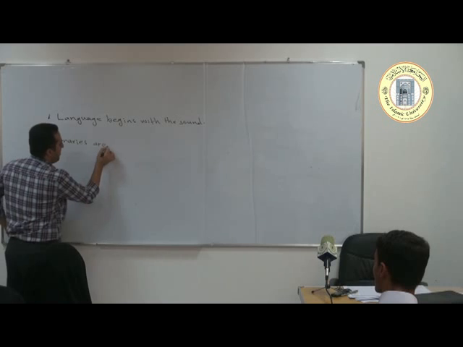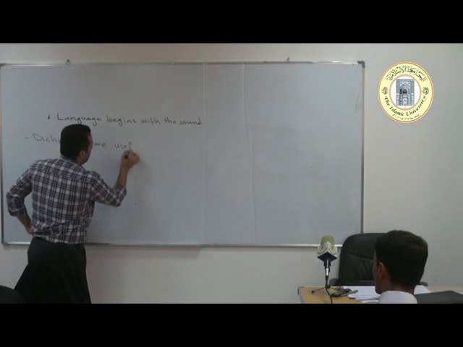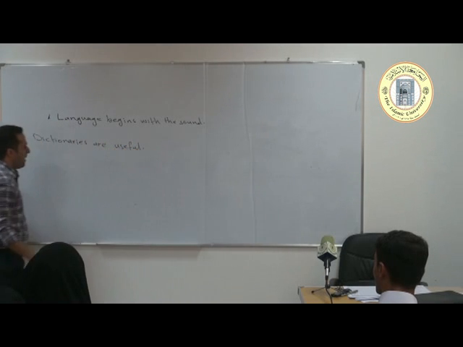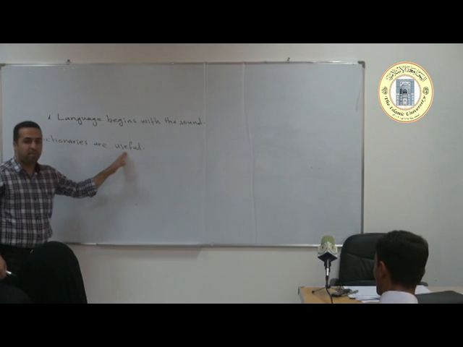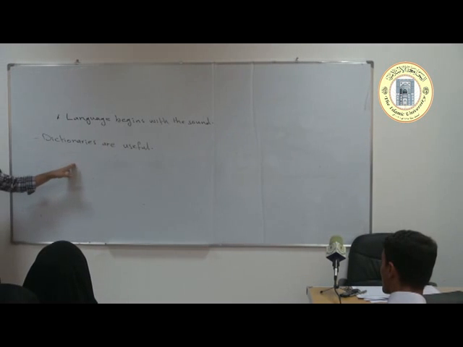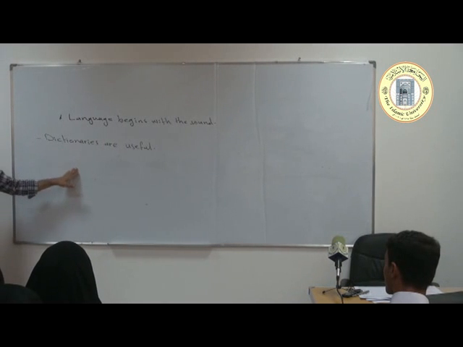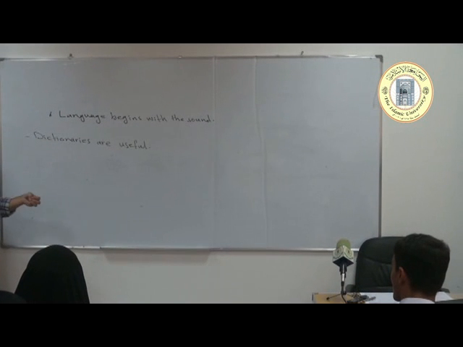Look at this sentence, for example: Dictionaries are useful. Our goal in studying language is that we have to analyze the sentences. We have to study all the elements of the sentence scientifically, systematically. We have to analyze it. This level is the sentence level.